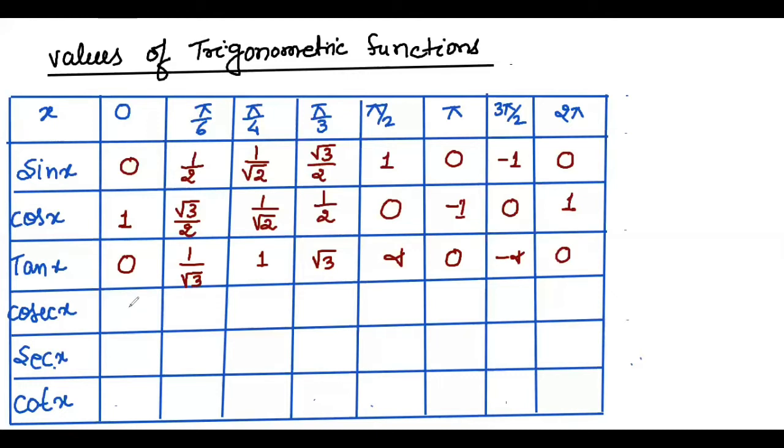Similarly in cosec, cosec means 1 by sin x. So according to that, I'm going to fill in the values. So these are the values of trigonometric functions from 0 to 2 pi.